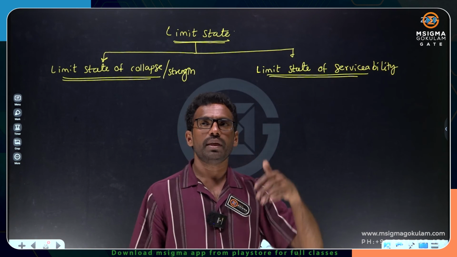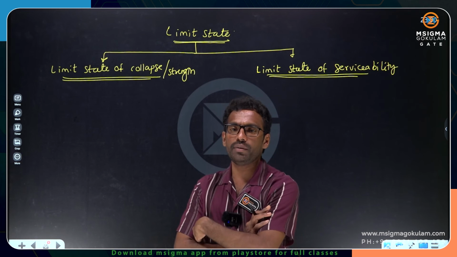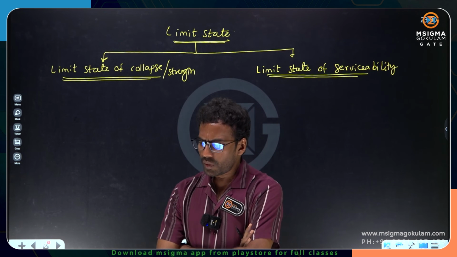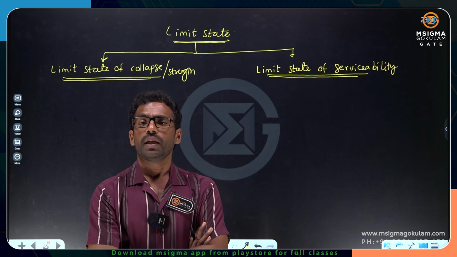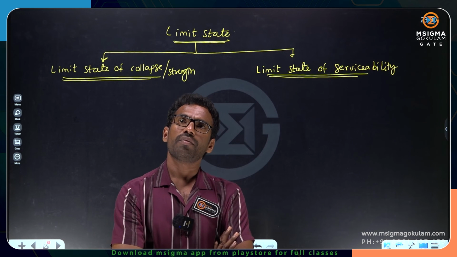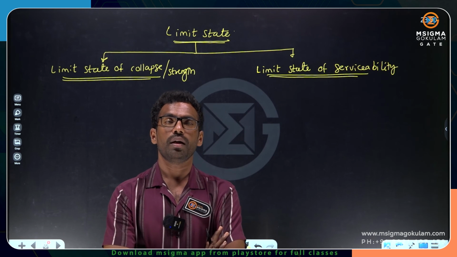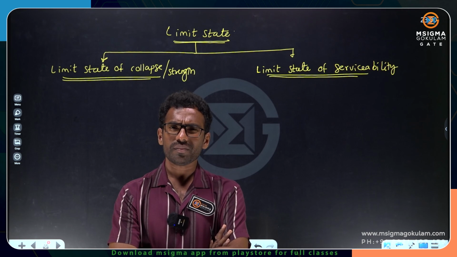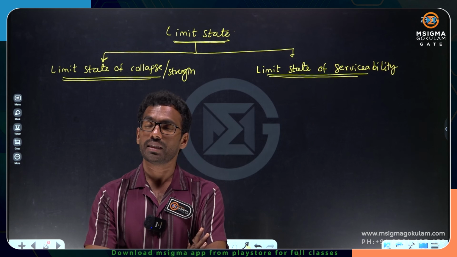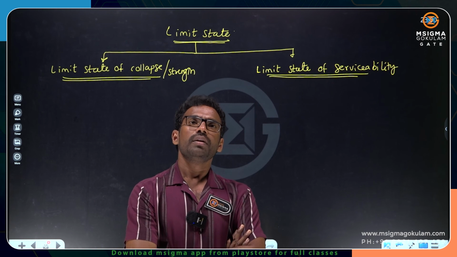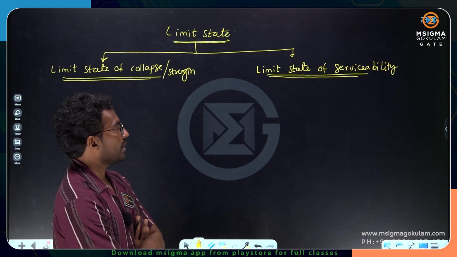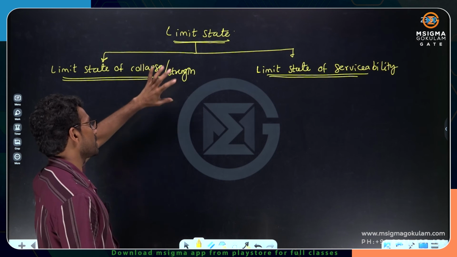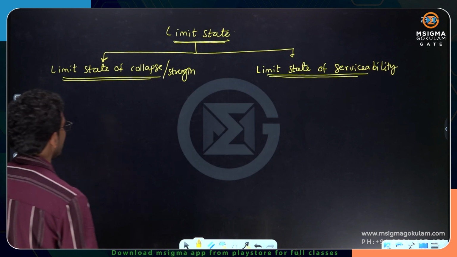Try to understand, dear friends, whenever you design any structure, one important thing is it should not fail or collapse at any stage of its intended lifespan, right? We know that. That's why we have some failure criteria, collapse or strength criteria. Let us look at them.